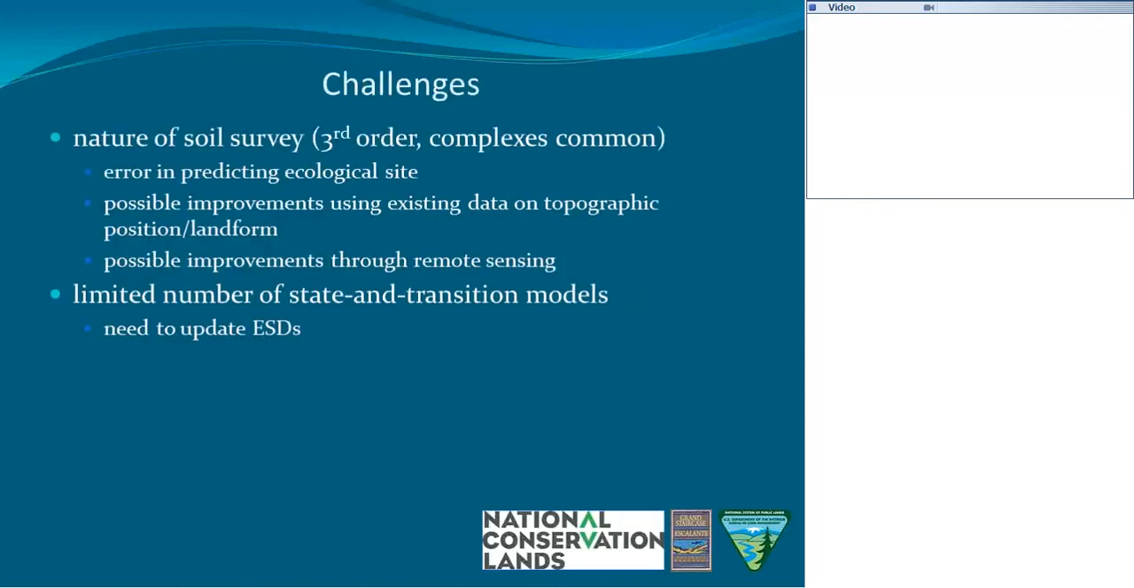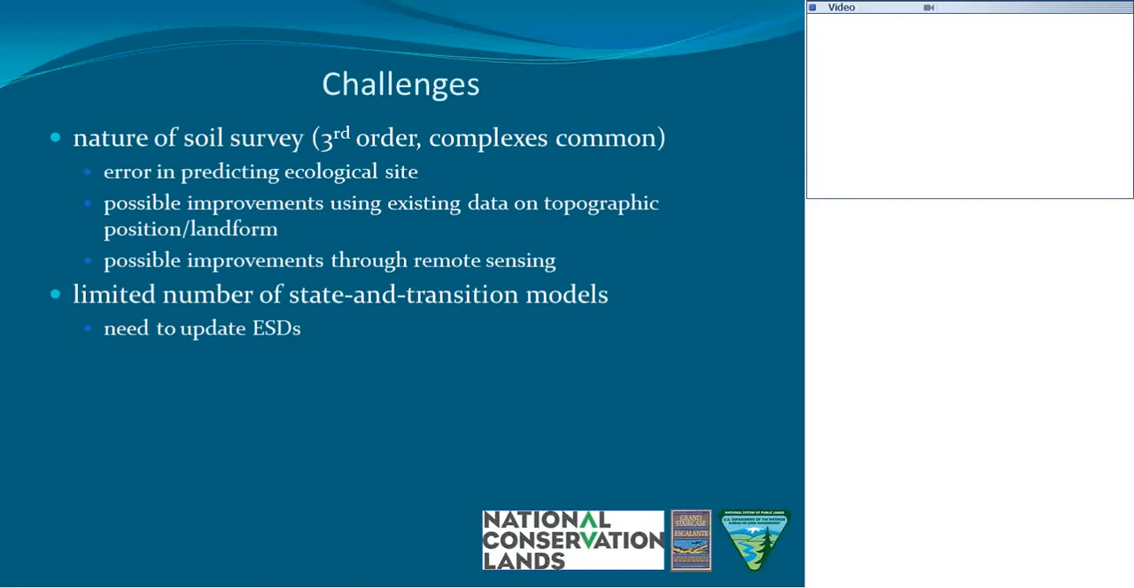community phase. So some of the challenges that we faced in this is the nature of the soil survey that I mentioned, and the errors in predicting the ecological sites just from the soils data. We think that it's possible to improve that by using existing landform on the topographic position of the site or the landform itself, and we're certain that we can also get improvements in ecological site identification through using remote sensing.